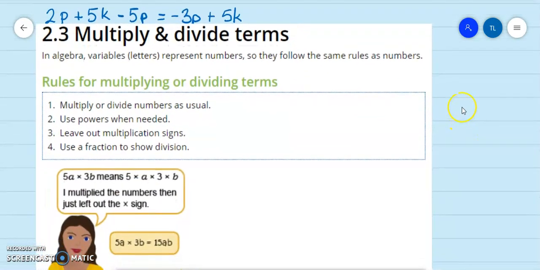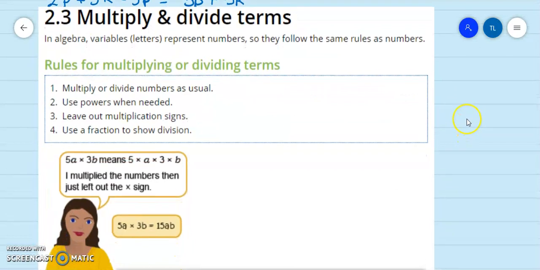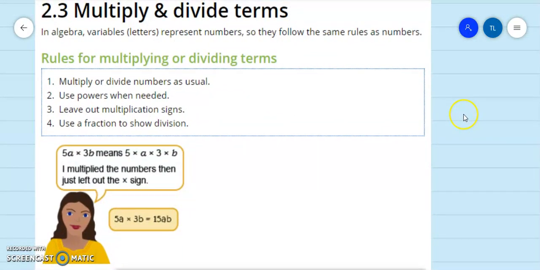Now we are going to have multiplying and dividing terms. In algebra, variables or letters represent numbers, so they follow the same rules as numbers. The rules for multiplying or dividing terms are: the first one, multiply or divide numbers as usual. So the first thing you have to do is multiply and divide the numbers first. The second one, use powers when needed.